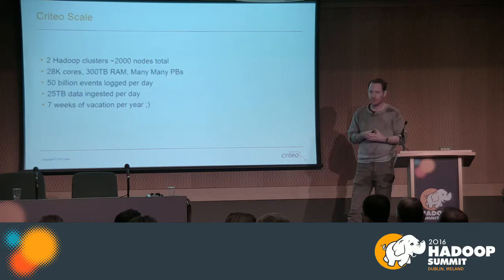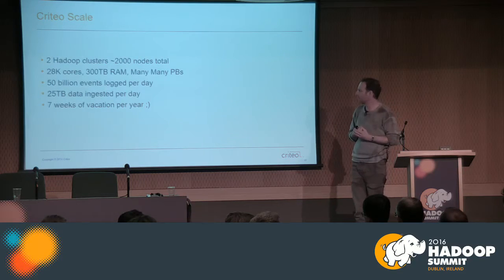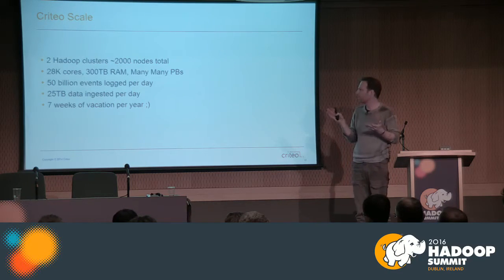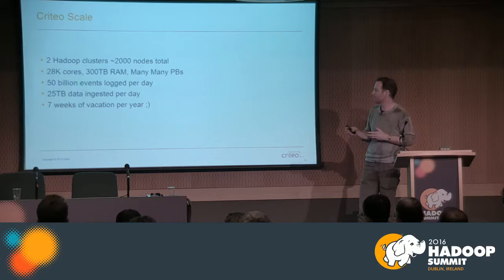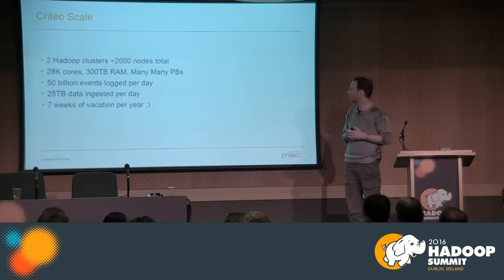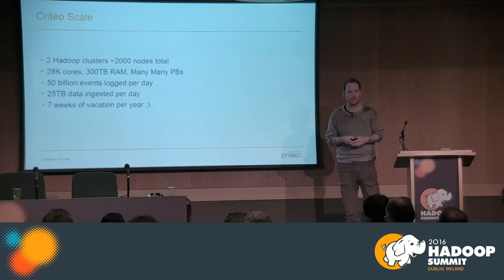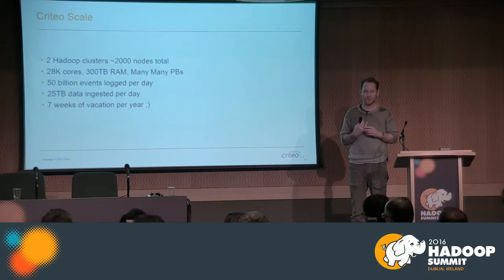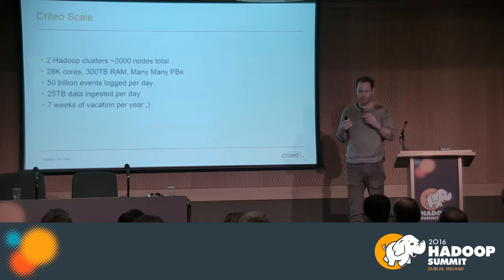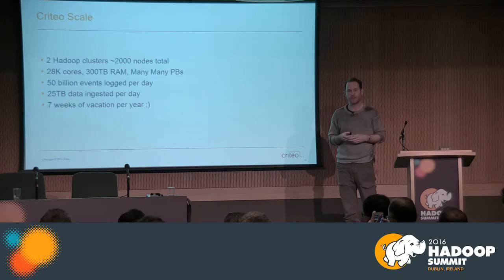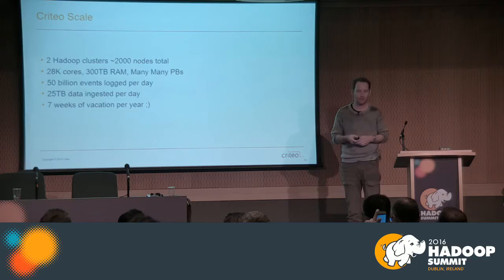This just gives you a little idea of our scale. We have 2 Hadoop clusters, around 2,000 nodes, around 30,000 cores, lots of terabytes of memory, and lots of petabytes of disk storage. The ingest rate is on the order of about 25 terabytes per day, which is basically about 50 billion records a day.